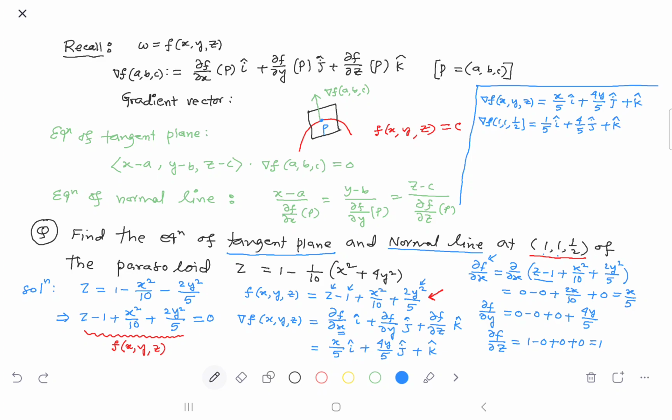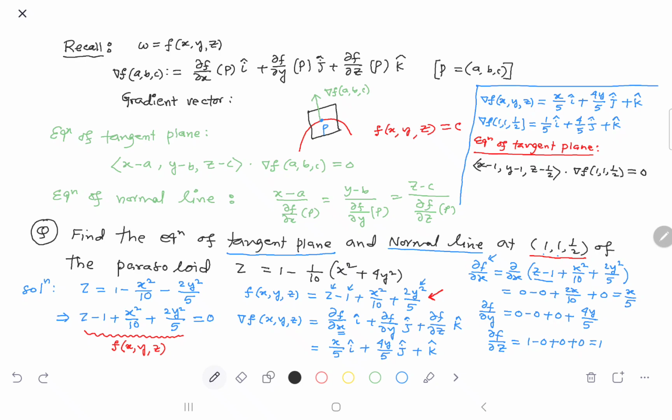At the point (1, 1, 1/2), what will be the equation of the tangent plane? The equation of the tangent plane is given by taking (x minus 1, y minus 1, z minus 1/2), since I have used the point (1, 1, 1/2). The dot product of this with the gradient vector at the point (1, 1, 1/2) will be 0.